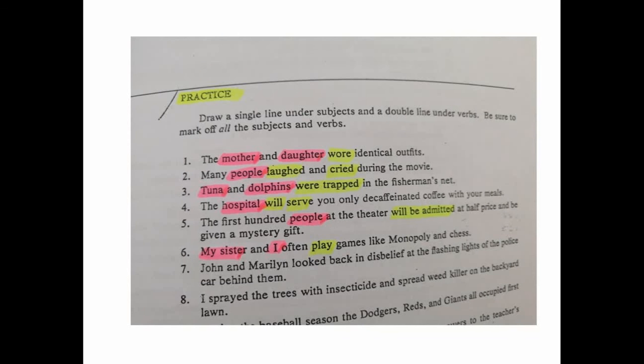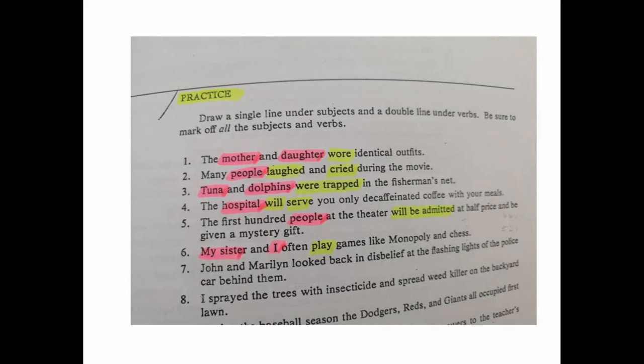Now, I think this is the last practice we have, or the one before the last one. Okay. It says draw a single line under subjects and a double line under verbs. Be sure to mark off all the subjects and verbs. Okay. The mother and daughter wore identical outfits. Yani the mother and her daughter, they wore the same clothes, same jackets or t-shirts or whatever. I love to do that always with my daughter.